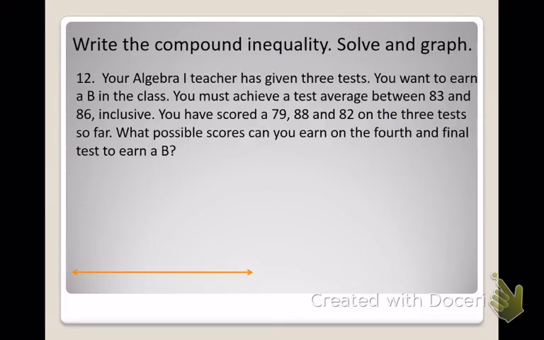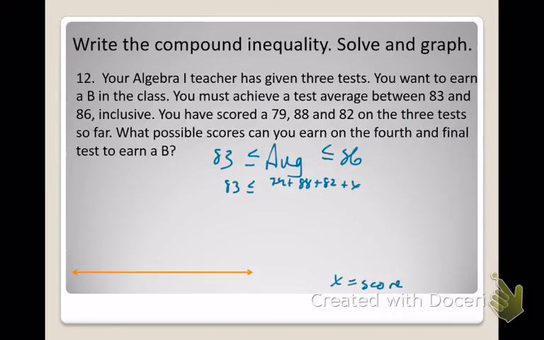All right, so we want our average to be between 83 and 86 inclusive, which means that we'll take equal to 83 or 86, right? Well, how do you find the average of 4 numbers? Sure, you simply add the 4 numbers up. There's the 3. The 4th one we don't know, it's x. So that means it's time to define our variable. X is the score on the 4th test. And then once we add those 4 numbers up, we divide by 4.